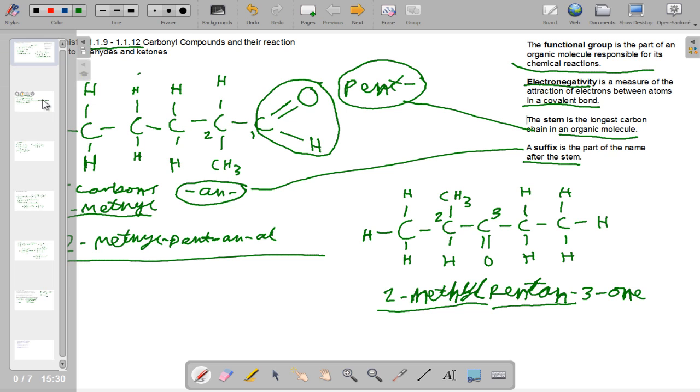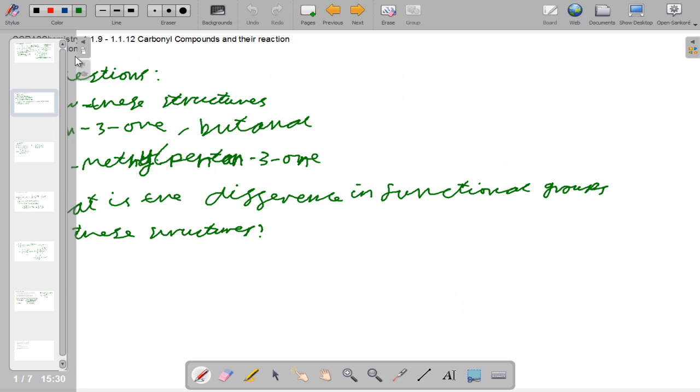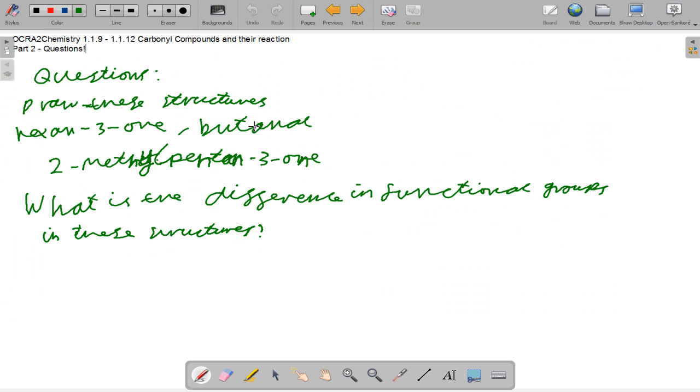Now we are moving on to the questions. Now I'd like you to have a go at drawing these structures: hexan-3-one, butanal, and 2-methyl pentan-3-one. And what is the difference in functional groups in these structures? I'll give you a 5-second pause and we can have a look at the answers.